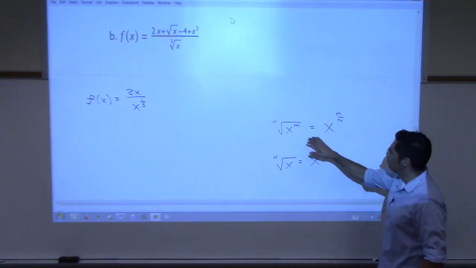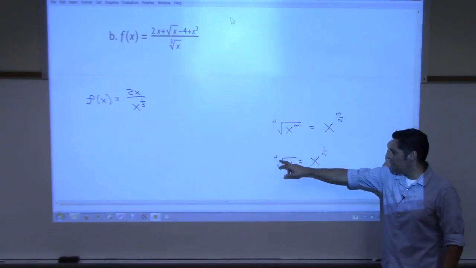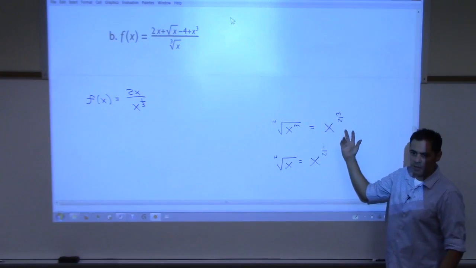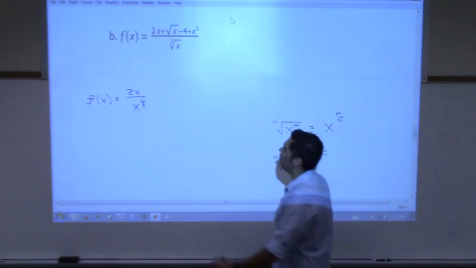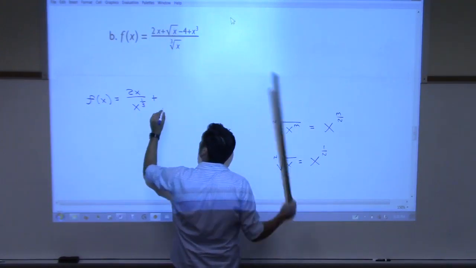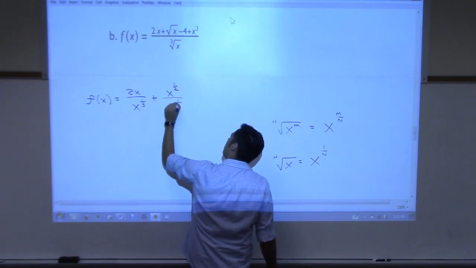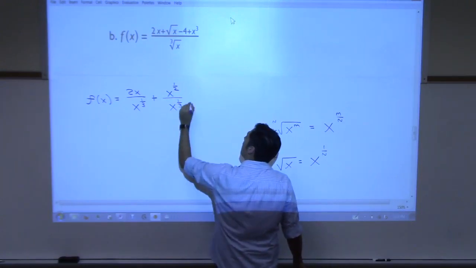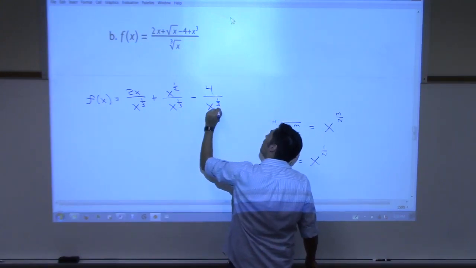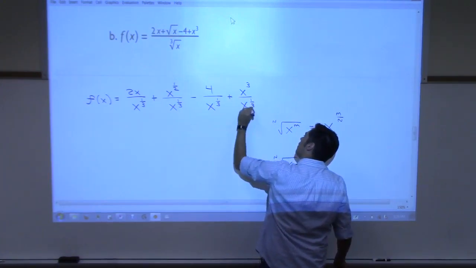No, this is a more general rule. If you just have a third root or a fifth root or a fourth root, you can convert it here. But if the thing in here is raised to a power also, you can use this. All right, so I keep going. Plus, because there's a plus right there, x to the 1/2 over x to the 1/3 again, and then minus, that's just 4, so I'm going to put 4 over x to the 1/3 again, and then finally x cubed over x to the 1/3 again.